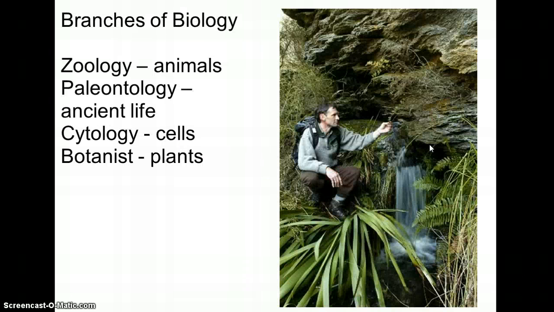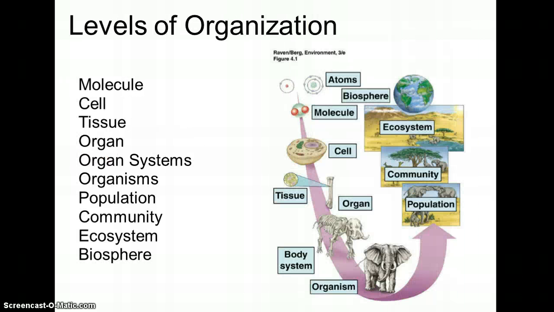And then just a little note on the different branches. If you study animals, you study zoology. So the zoo part is animals. Paleontology is ancient life, so usually we think of dinosaurs. Cytology is the study of cells. Botanists study plants.